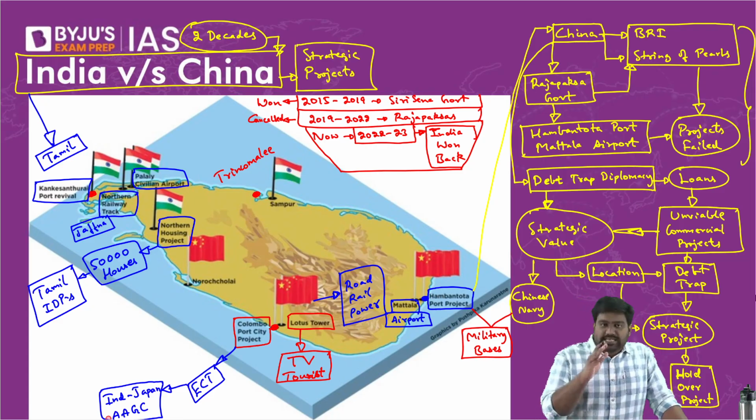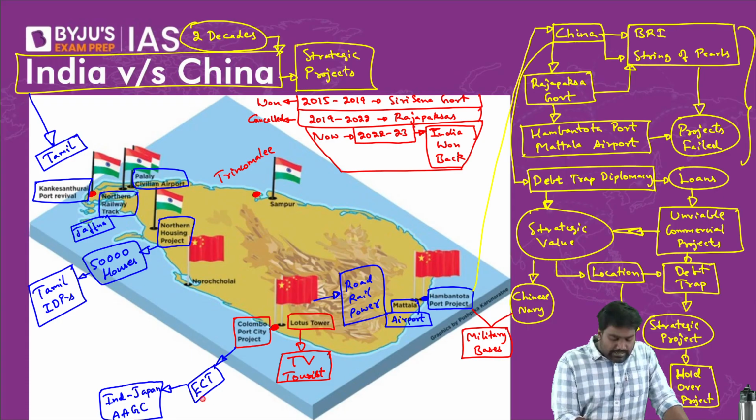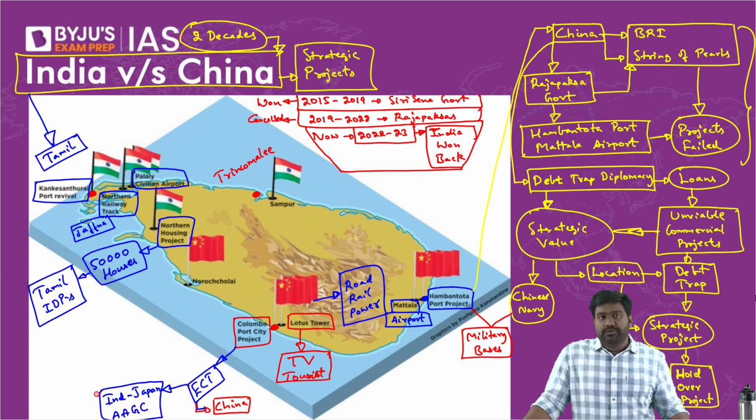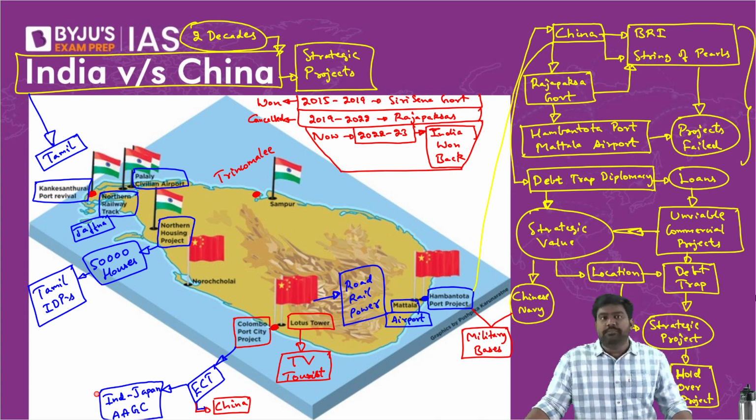But later it was cancelled by the Rajapaksa brothers and it has been given to a Chinese company. It remains with the Chinese company even today. Is that clear? So we have lost the East Container Terminal project. It's been given to a Chinese company and we haven't got it back.